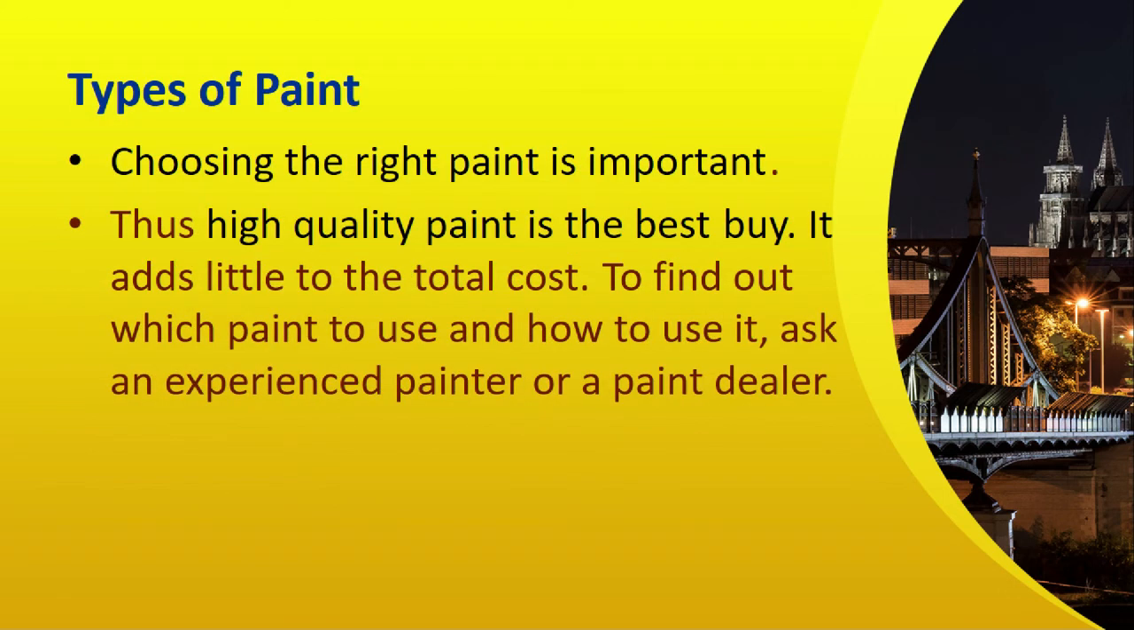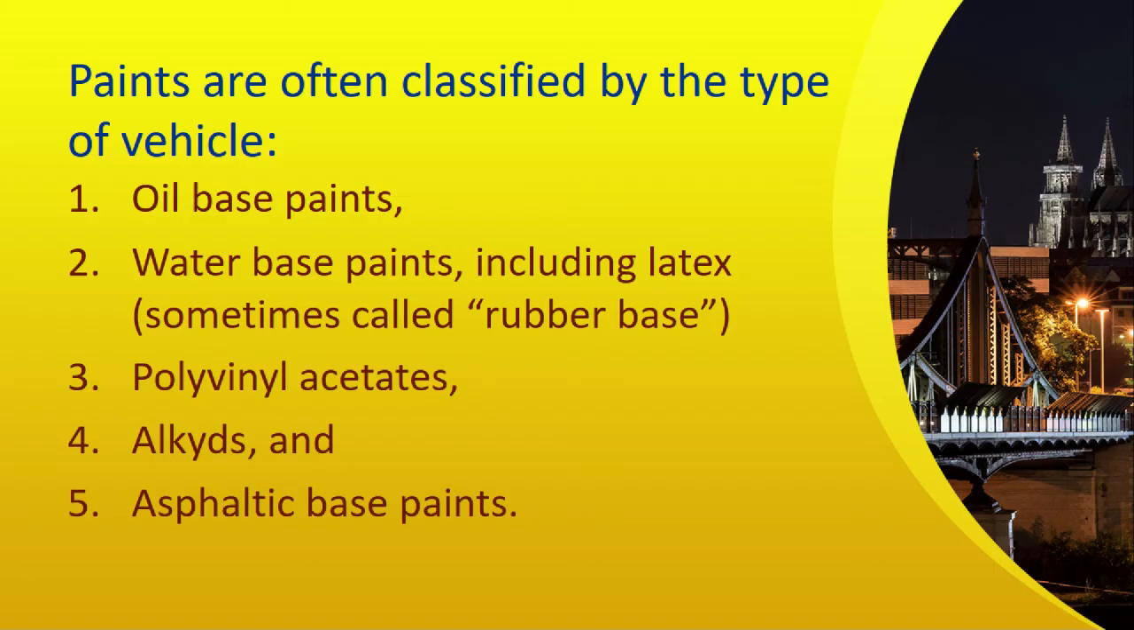Ang pagpili kung alin yung tamang pintura ay isang napaka-importanteng bagay. Maaaring malaman kung alin ba yung nararapat na gamiting pintura sa pamamagitan ng pagtanong sa mga experienced painter or sa mga nagbebenta ng mga pintura. Paints are often classified by the type of vehicle. First is the oil-based paints. Ito yung madalas na ginagamit sa mga molding, cabinets at saka sa furnitures.